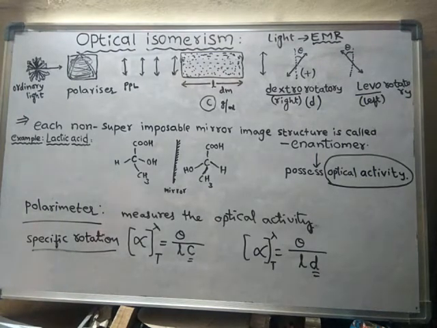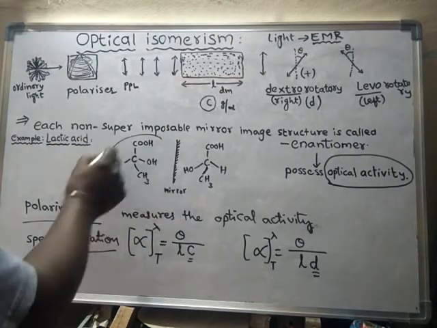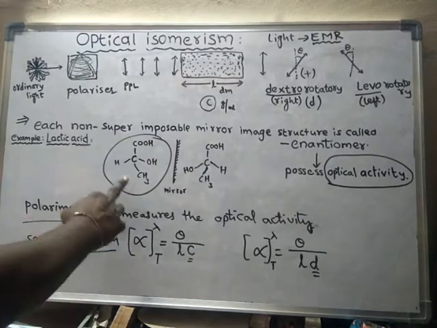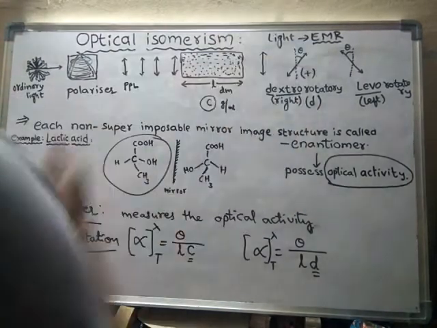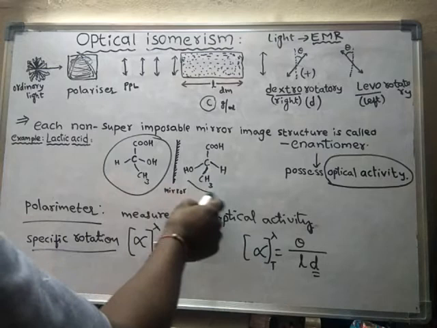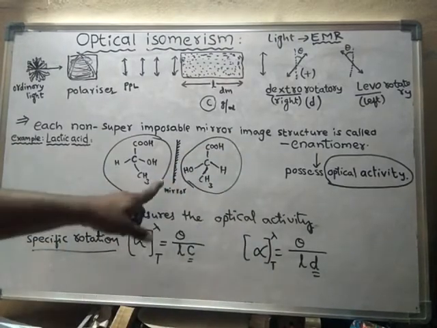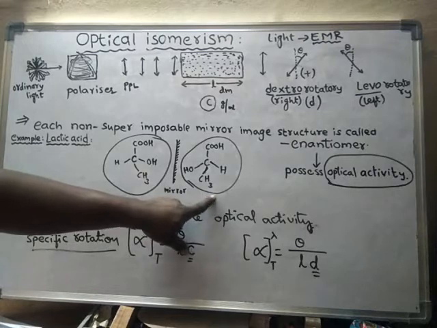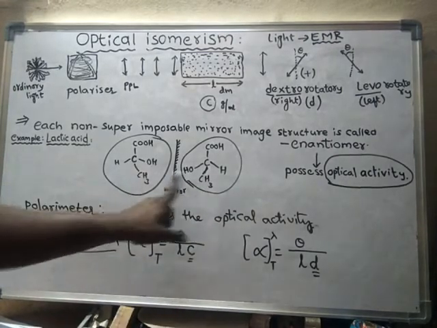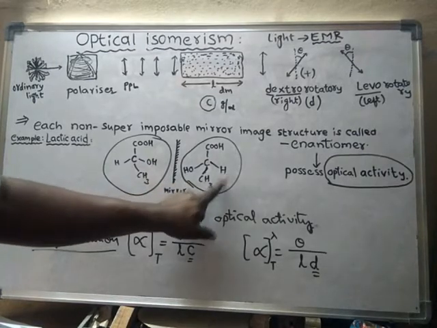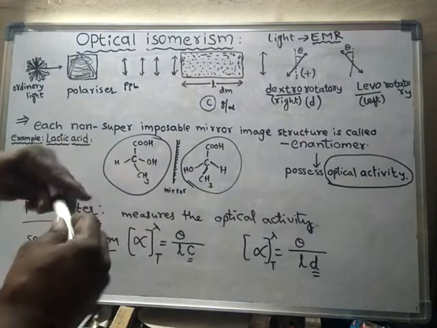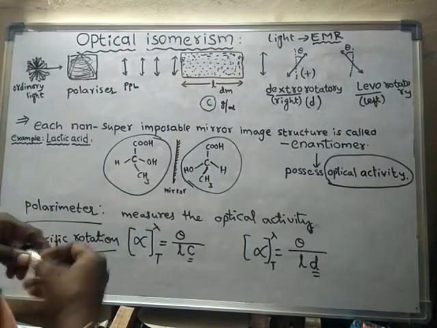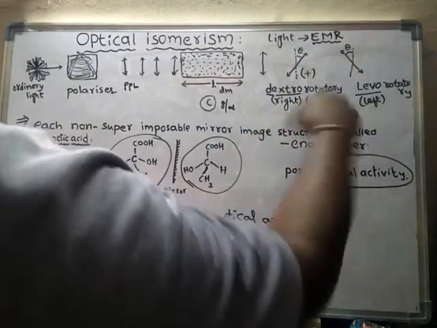Suppose I take this substance, and let us assume it rotates the plane polarized light by an angle theta towards the right side. Then this one is the enantiomeric pair of this compound. So its enantiomeric pair will also rotate the plane polarized light, but in the opposite direction, that means towards the left side, anti-clockwise.